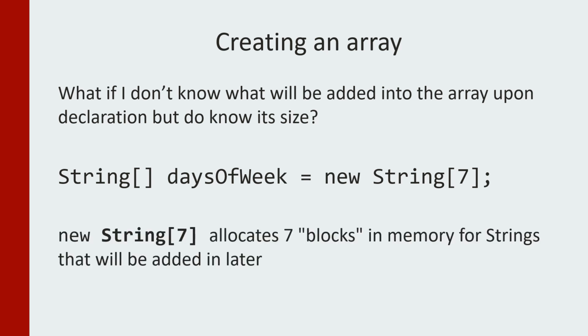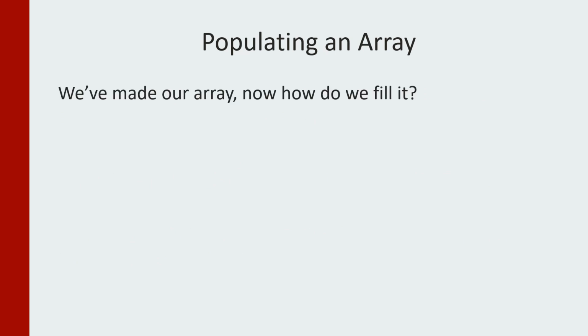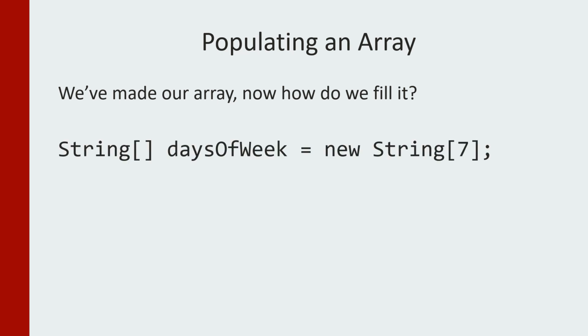That new String 7 allocates 7 blocks in memory for strings that will be added in later. So by doing this, I talked about those contiguous blocks of memory. Here we can see that Java already knows that there needs to be 7 blocks available. So we've made our array. Now how do we fill it? So we do know the days of the week. I've declared these contiguous blocks.